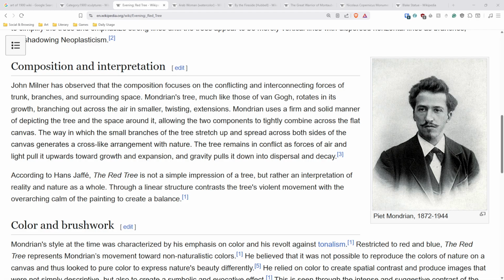According to Hans Jaffé, the Red Tree is not a simple impression of a tree, but rather an interpretation of reality as nature as a whole. Through a linear structure, the tree's violent movement contrasts with the overarching calm of the painting to create balance.